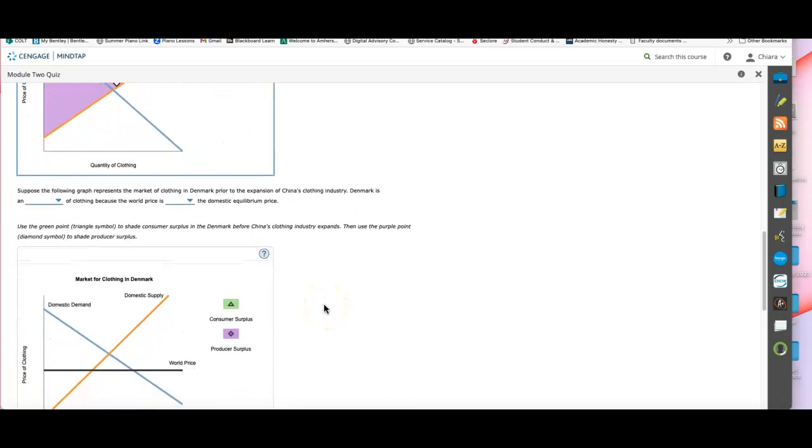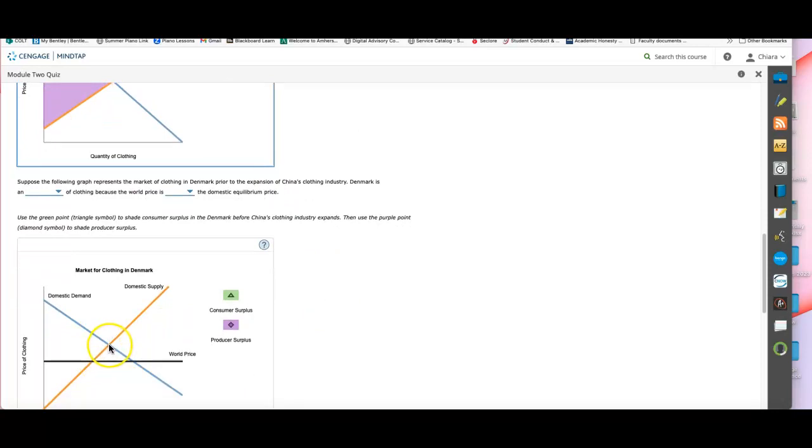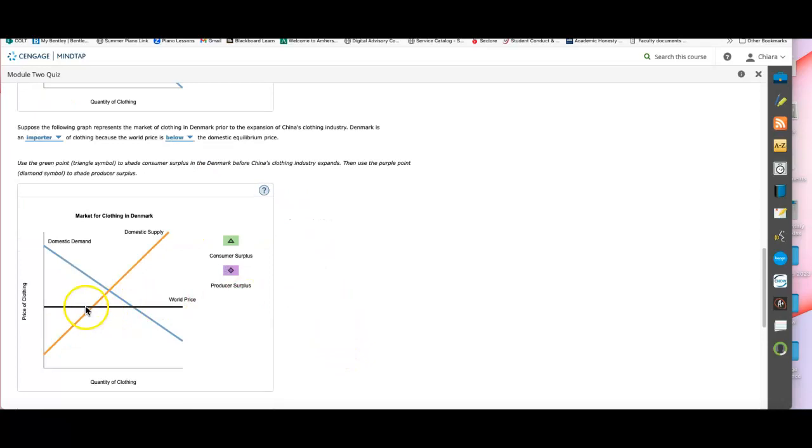Now we're looking at Denmark. Denmark produces at a price that is higher than the world price. This means that Denmark is going to import clothing because they can import at a lower price, because the world price is below the domestic equilibrium price. What is the consumer surplus if they become importers?